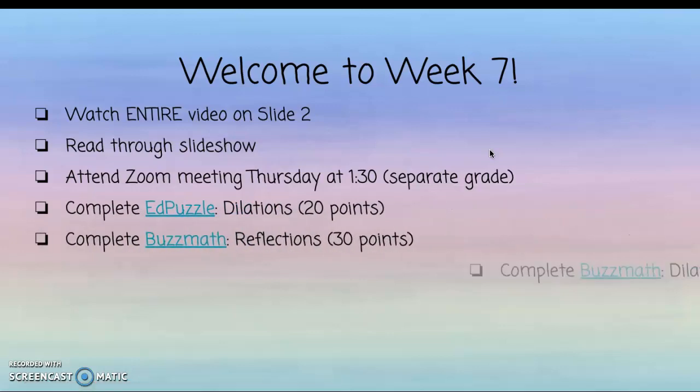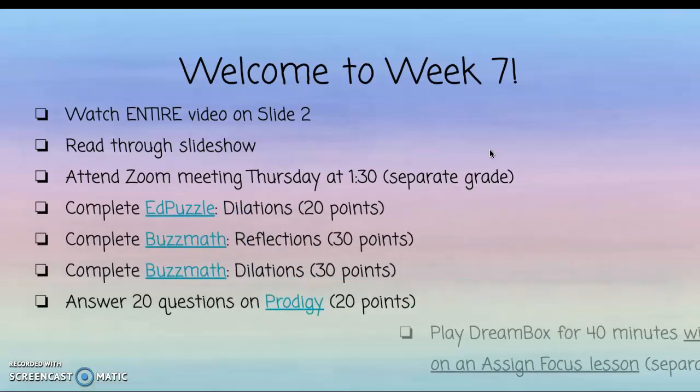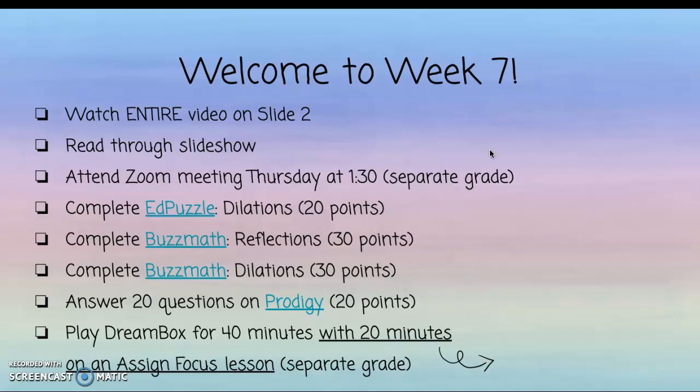This is what you're going to be completing this week. You're going to watch the entire video on slide 2, which is this video, so you are on the right track. You're going to read through the whole slideshow. It's only like 5 slides. Attend your Zoom meeting on Thursday at 1:30. Remember, that's a separate grade. Easy 100. Complete the Edpuzzle called Dilations, and that is a link that will get you right to Edpuzzle. That's going to be 20 points. It's only 2 questions and it's less than 3 minutes.